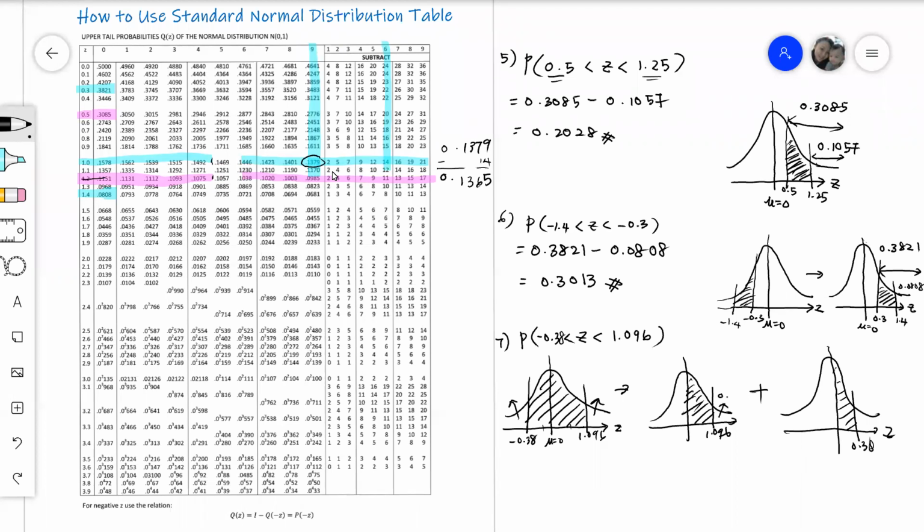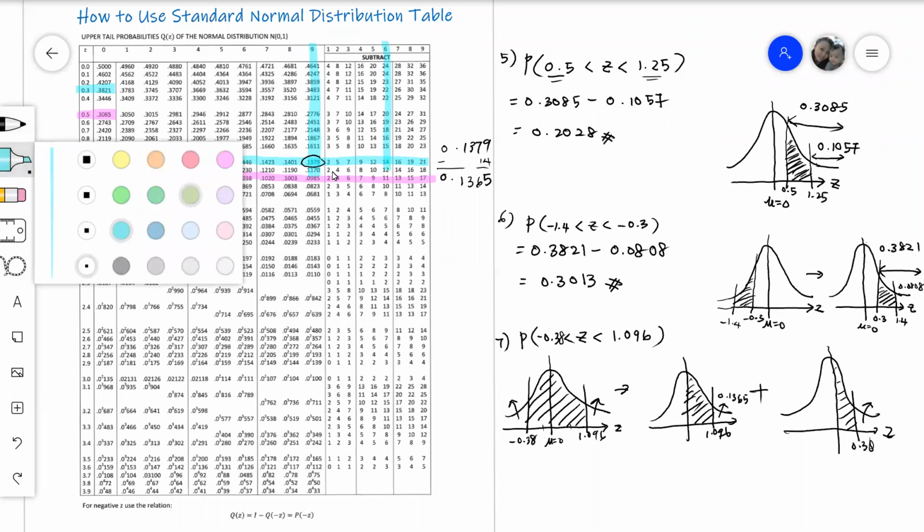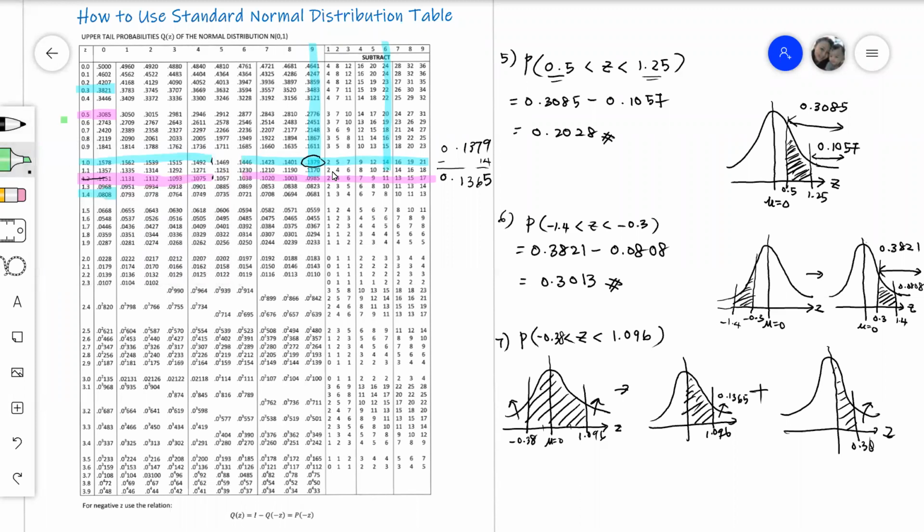So 0.1365. Likewise, we have to find the 0.38. So 0.38 is over here. This time let's use maybe green. 0.3, and 8. So this is the one: 0.3520.